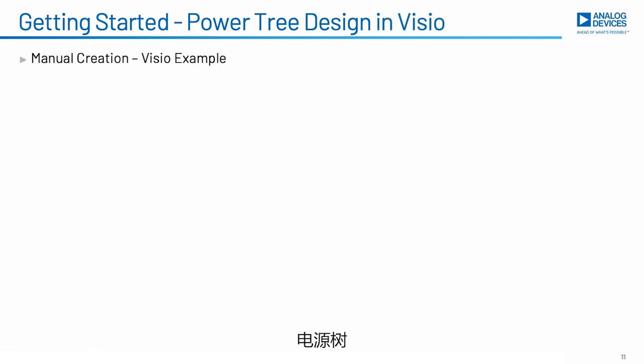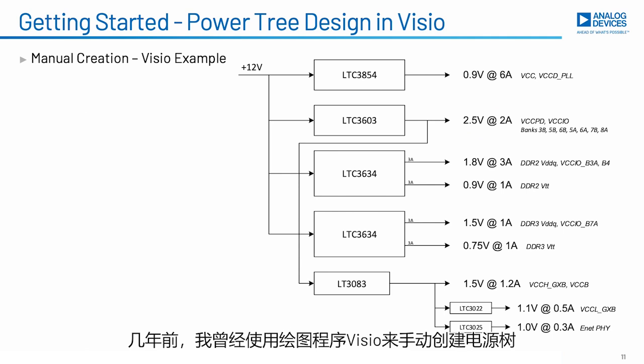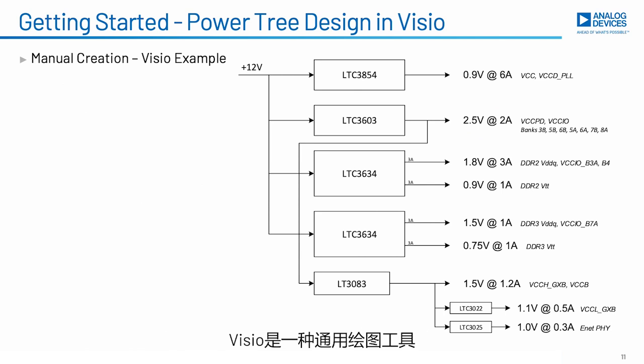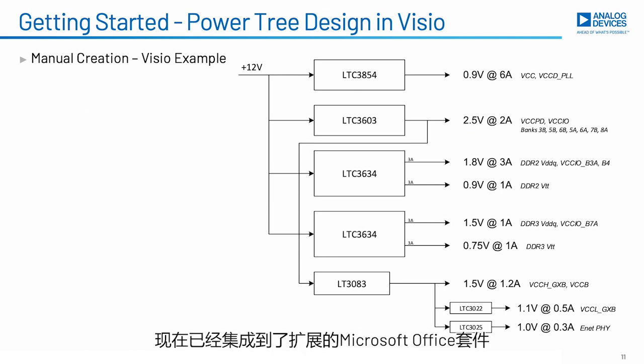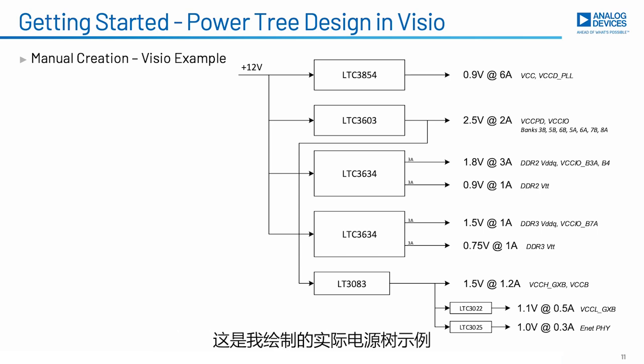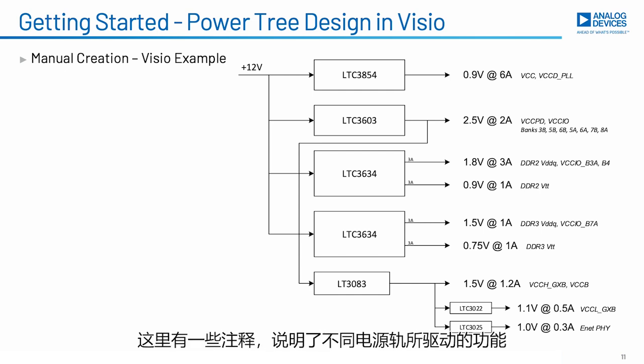Power trees. Years ago, I used to use a drawing program called Visio to create power trees manually. So Visio is a sort of general purpose drawing tool. It's now part of the extended Microsoft Office suite. And this is an example of an actual power tree that I drew up. The input is 12 volts. That's what this system had available. And we have various output voltages. And I put some notes in here to indicate what these different rails were powering.